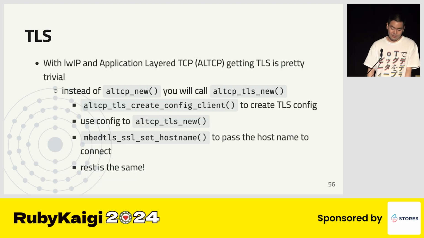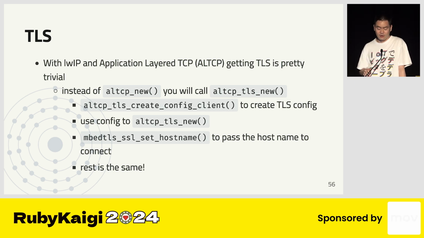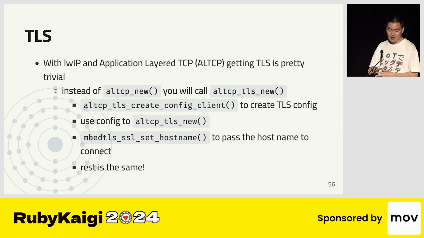And how to do TLS? With LWIP and application layer TCP, the ALTCP, getting TLS is pretty trivial. Instead of calling ALTCP new to create the PCB, we will be calling the ALTCP TLS new with the client config, then set the host name with the mbed TLS SSL set host name. Then the rest is the same.